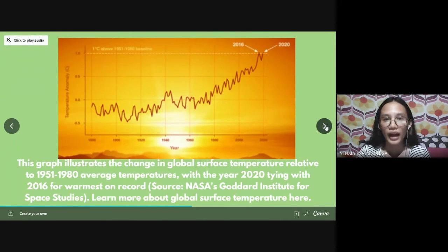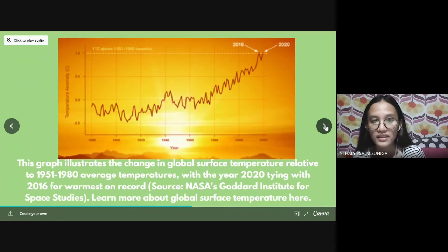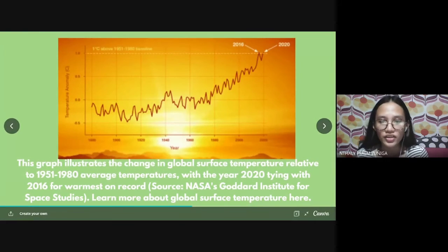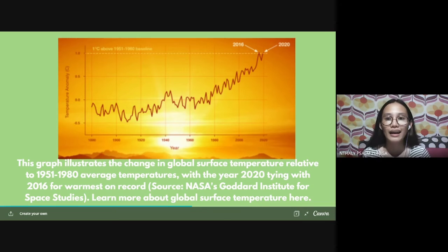Now, in this graph, cited from NASA's Goddard Institute for Space Studies, this graph illustrates the change in global surface temperature relative to the 1951 to 1980 average temperatures, with the year 2020 tying with 2016 for warmest on record. As you can see, in 1880, the temperature of the globe was not as high as today's temperature. As years pass by, it went up and down consistently, and in 2016 it peaked to its warmest record, it decreased in 2017 to 2018, and increased once again in 2020, tying the 2016 record.